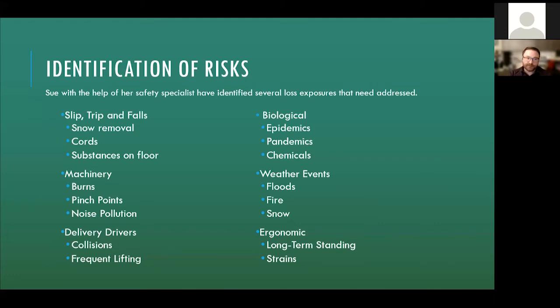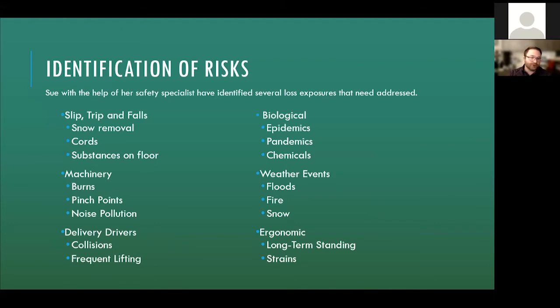And then there's chemicals. They work with chemicals, there's dye on the floor, and they have to use a special chemical to get the dyes up off the floor. There are certain weather events that can affect our workers or cause an injury: flooding, fire, snow. And then there's the ergonomic side of things too. People are standing for long periods of time on a concrete floor. It could cause strains and lower back problems. So these are all the risks that they've identified. They think they've done a really good job identifying the risks, and they have.